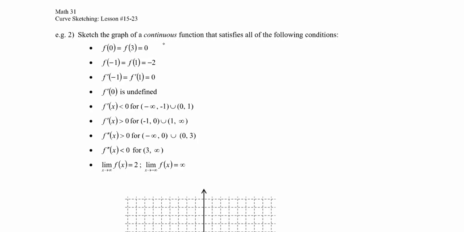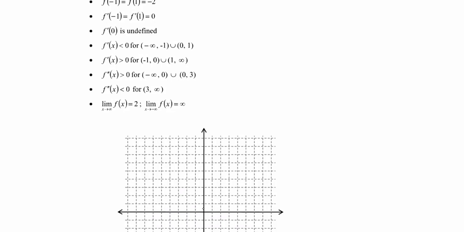There's really two points. You'd really have the point (0, 0), right? My x and my y, and (3, 0). Okay, so those are x-intercepts. So let's plot those. So you're going to have (0, 0) and (3, 0).